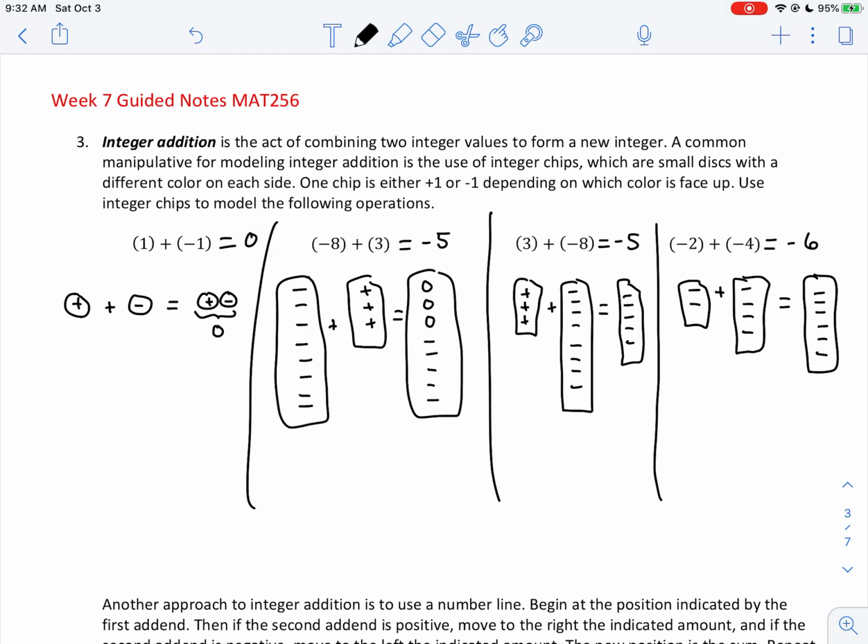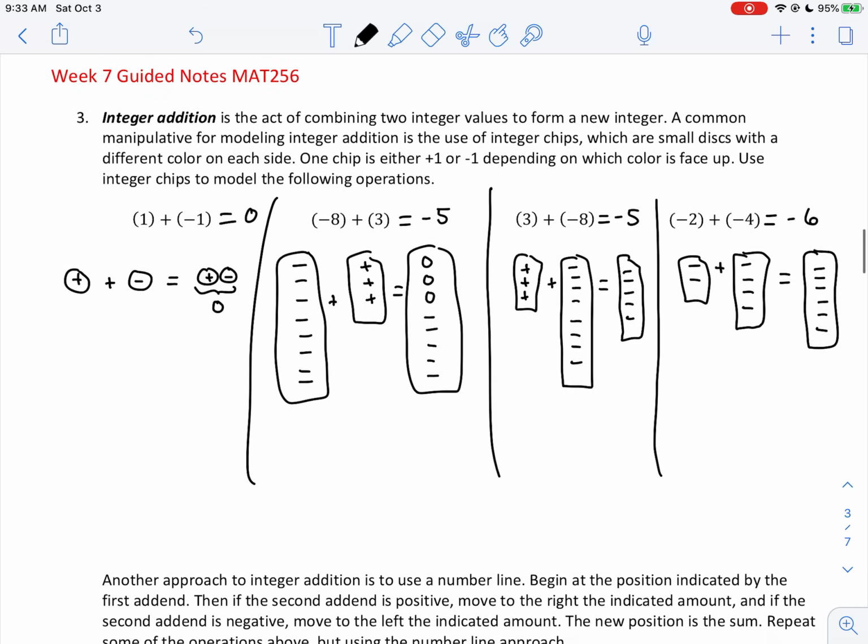All right, so that's integer addition using chips as a model, and thinking of the pluses as maybe credits and the minuses as debts, and seeing when you combine debts and credits what happens. When you combine debts with debts, what happens?